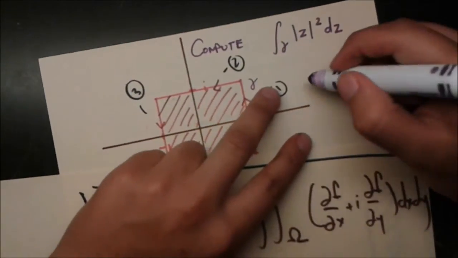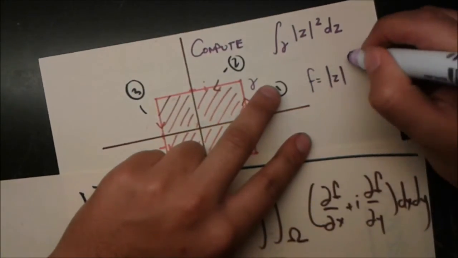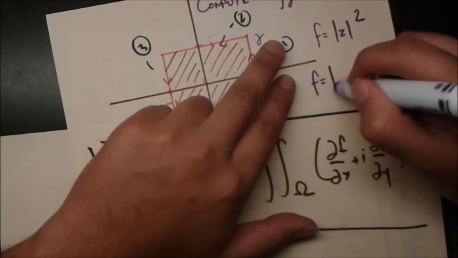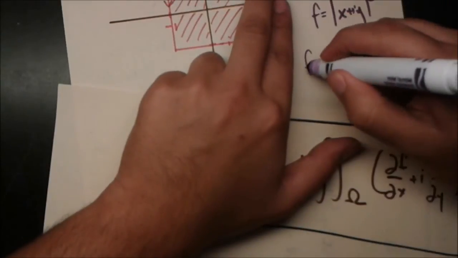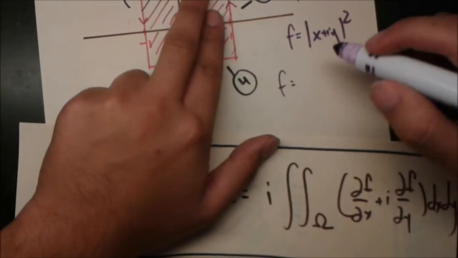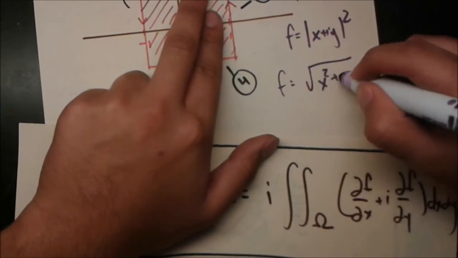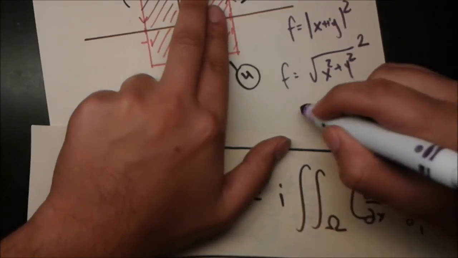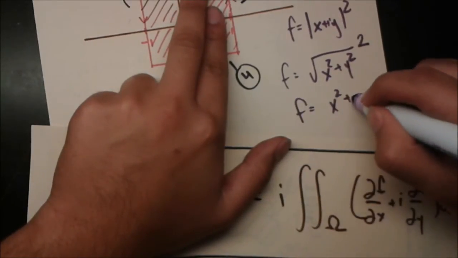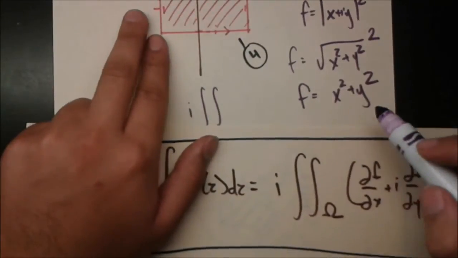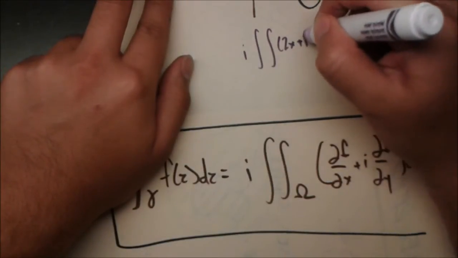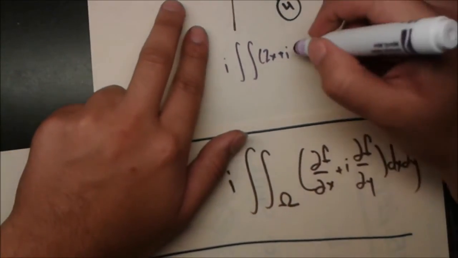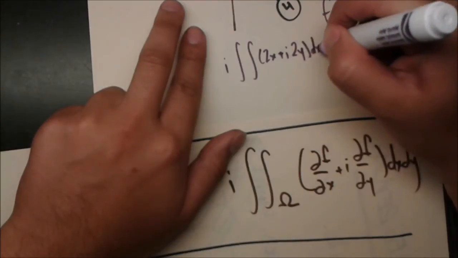So what is f? f equals |z|^2, and z is x + iy, squared. And what is the modulus of x + iy? Well, it's the radical of x^2 + y^2, and we're going to square it, so the radical goes away. So here we've successfully written f in terms of x and y. So now df/dx is going to be 2x + 2iy, wait, 2x plus i, df/dy is going to be 2y, and we're going to have dx dy.